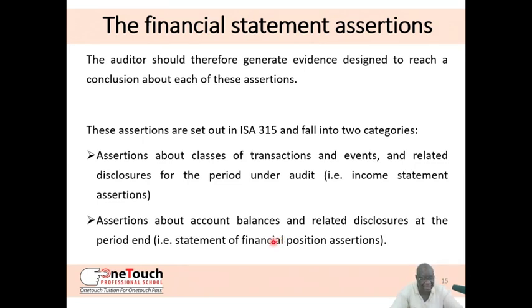So these are the areas you look for. When you are going to look for evidence, you divide the financial statements into two. The income statement covers transactions, and the position statement covers only account balances and the disclosures. The income statement covers transactions and events that took place in the year and their disclosures. So we are talking about the income statement, the position statement, and the notes.